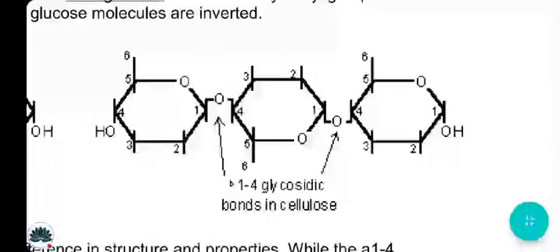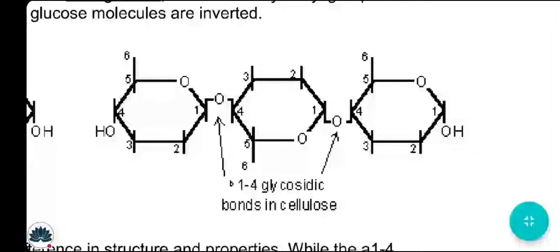In cellulose, one glycosidic bond is above carbon number 1 and 4 and one is below. It means that it is alternate: one glycosidic bond up, then below, then above, then below, and it is repeated. This is the cellulose structure, where the carbon numbers are shown to you.